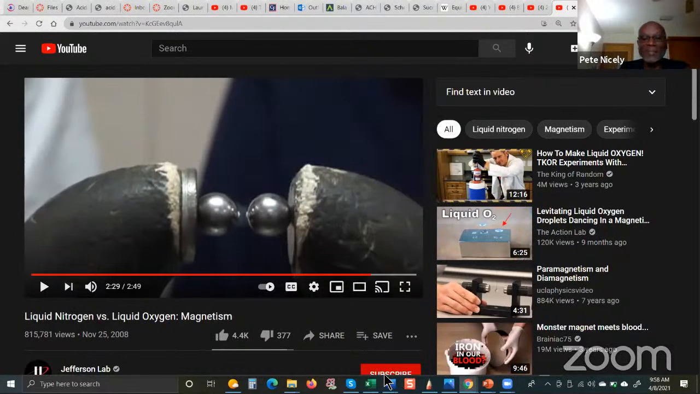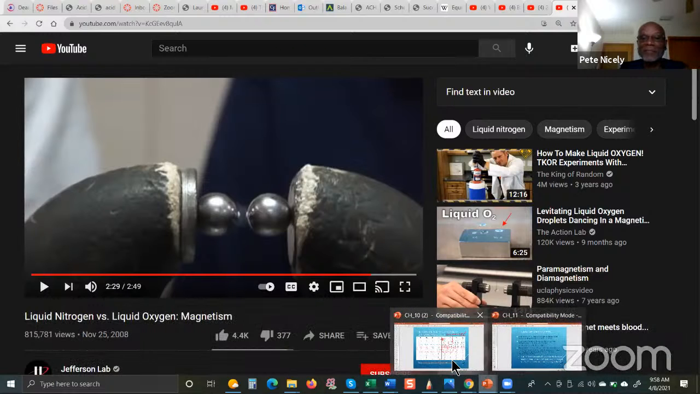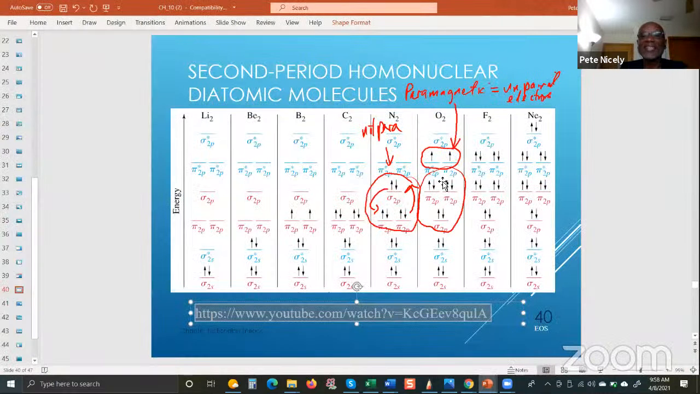Okay, so that's basically demonstrating experimentally, yet again, the fact that oxygen is paramagnetic and nitrogen is not. And as I said before, the reason why that is so is that oxygen has unpaired electrons in its electronic structure, while nitrogen does not have unpaired electrons. So therefore, that's the reason why oxygen is paramagnetic and nitrogen is not.